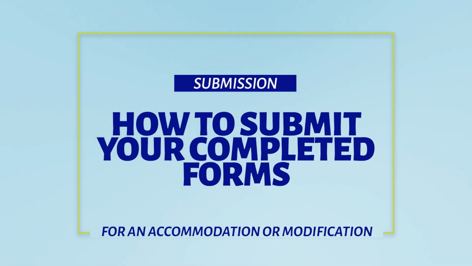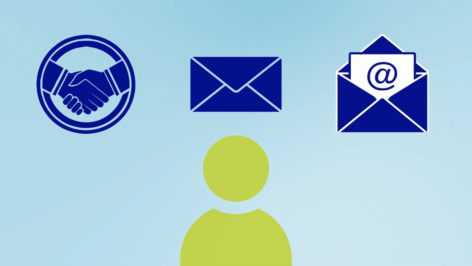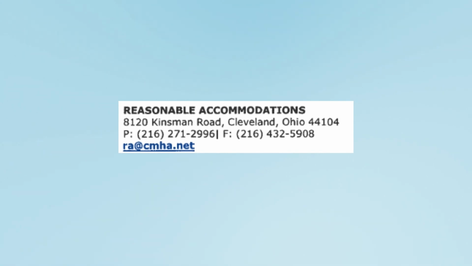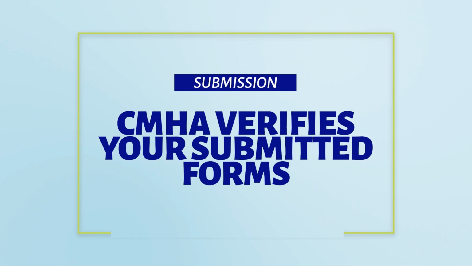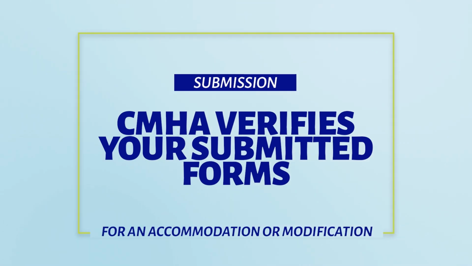Once you have completed both the request for accommodation form and the authorization for information form, you can submit them to CMHA. You can submit these forms in person, by mail, or by email to the contact information listed on the form. After you submit your request, CMHA will review it. This process includes several steps.